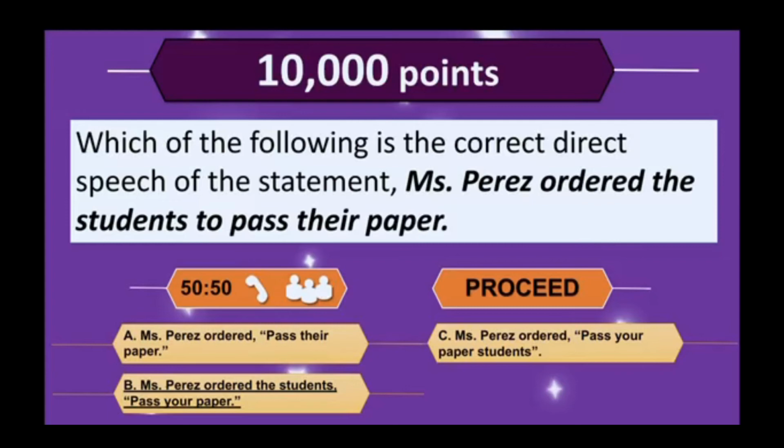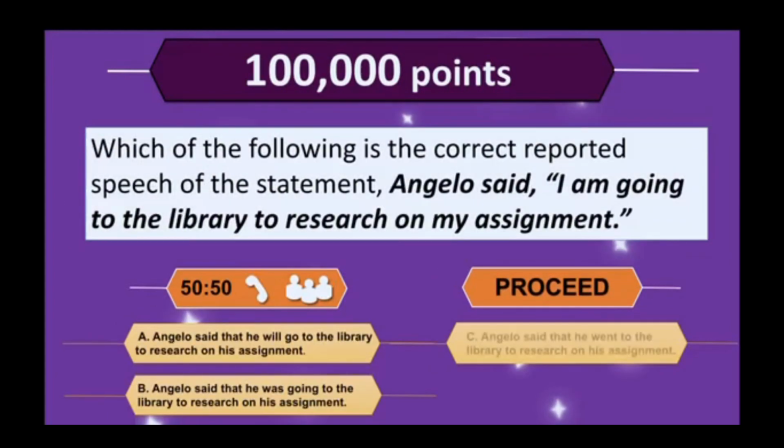Now, for the next question worth 100,000 points. The question is, which of the following is the correct reported speech of the statement, Angelo said, "I am going to the library to research on my assignment"? A. Angelo said that he will go to the library to research on his assignment. B. Angelo said that he was going to the library to research on his assignment. Or letter C. Angelo said that he went to the library to research on his assignment. Go! Time's up. And the correct answer is letter B. Angelo said that he was going to the library to research on his assignment.